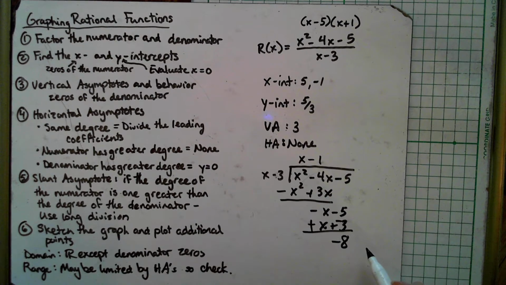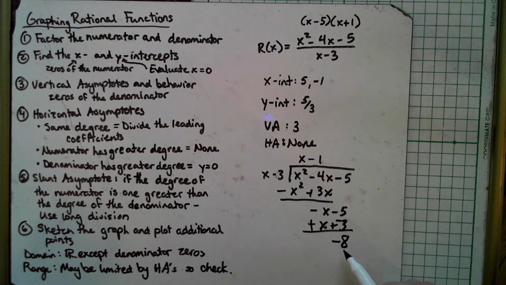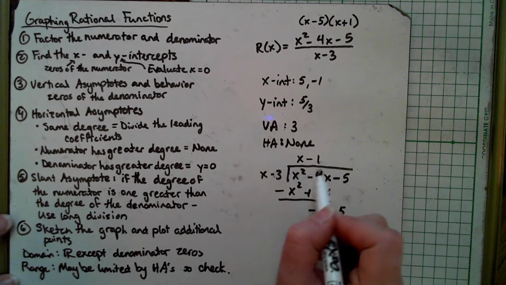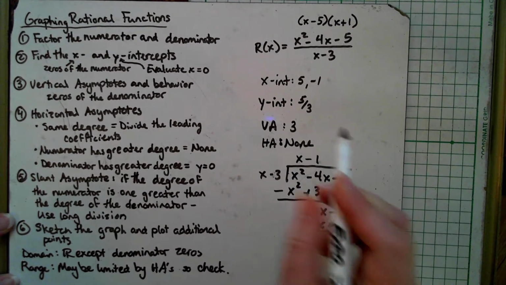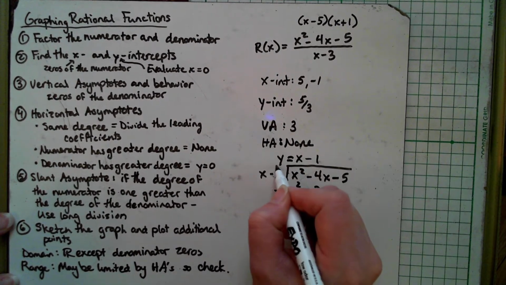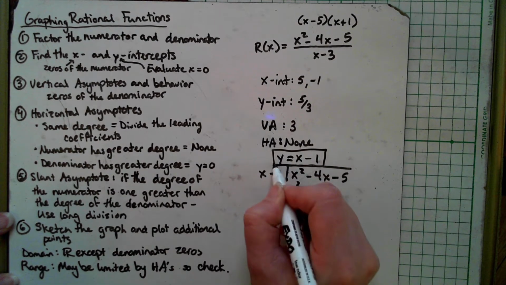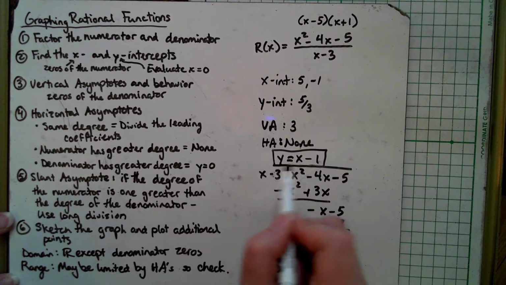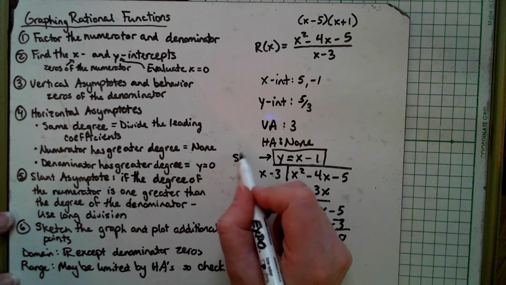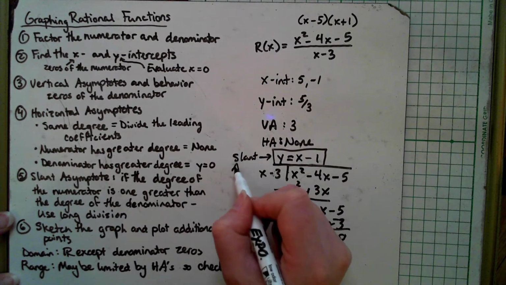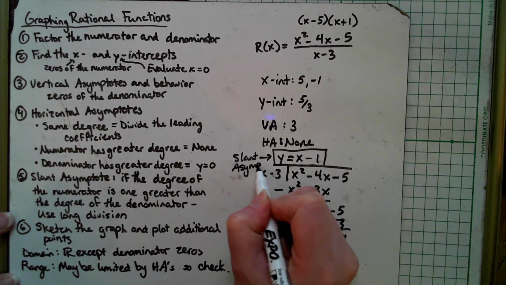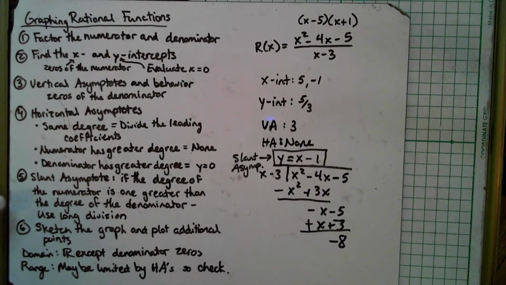Now, when you're finding your slant asymptote, the remainder does not matter at all. We ignore it. What's really important is this quotient up here. So we have y equals that. And I said divisor, I did mean quotient. This is my slant asymptote. Okay, so I found the slant asymptote.